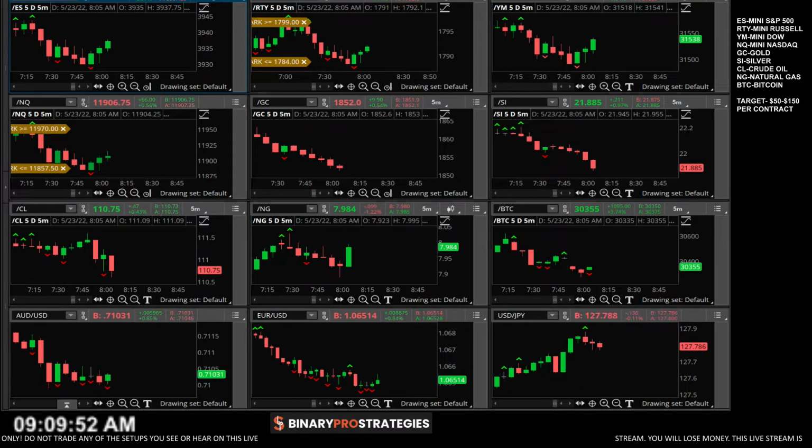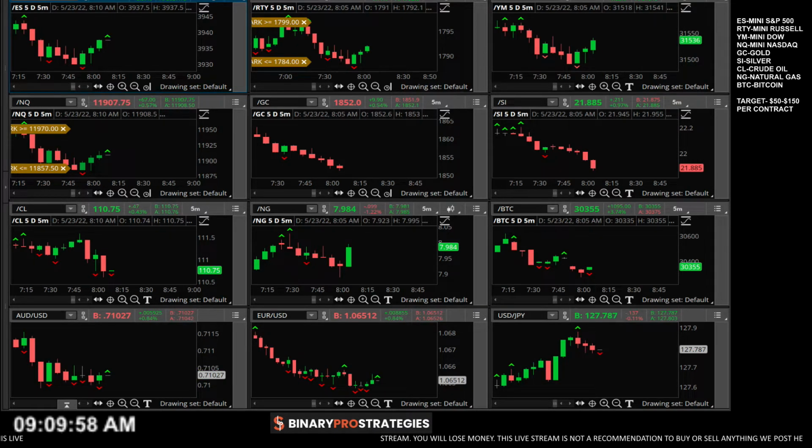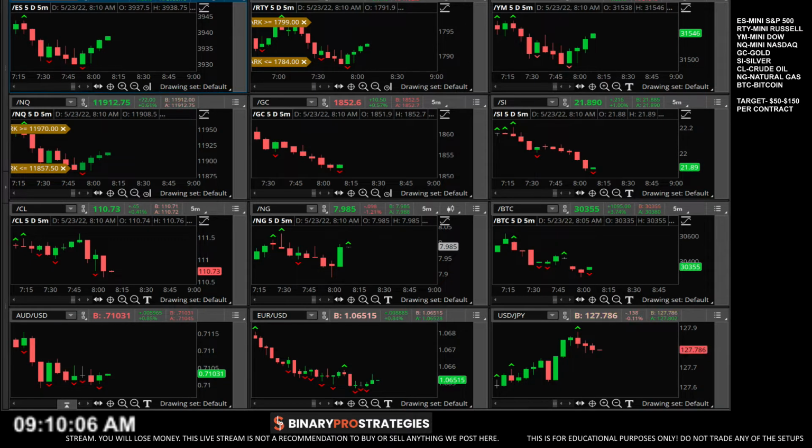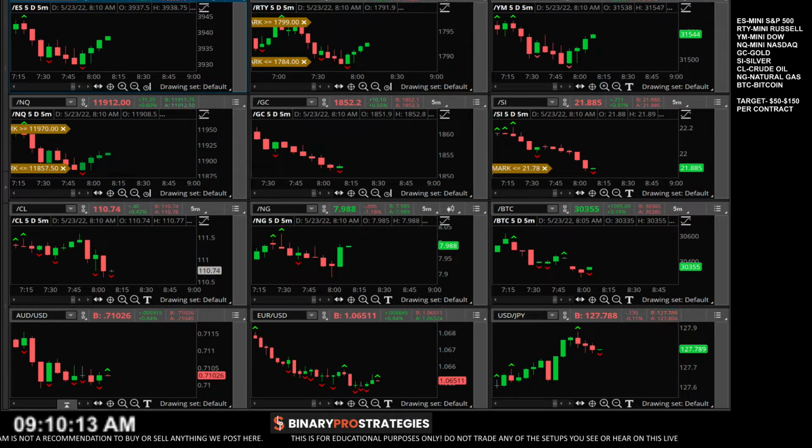Okay. Entry on that silver came in at 21.91. Target's gonna be 21.78. Silver needs reverse, gonna reverse at 22.16.